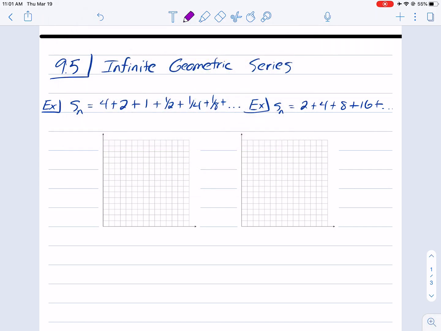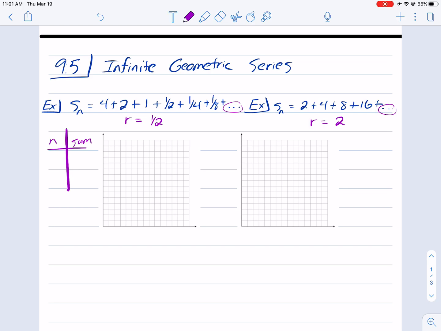All right, so hopefully we notice these are both infinite series. They go on forever. And then they're geometric because the ratio in this first series was 1/2, and then the ratio in the second series was 2. So one, every term's being cut in half. The other, every term's being doubled. And what we're going to do here is we're going to make a table.